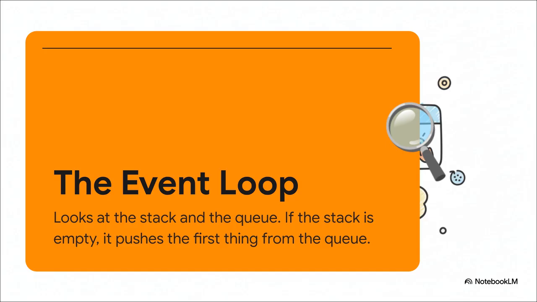The event loop has a super simple but absolutely critical job. It's like a bouncer at a club. It's constantly looking at the call stack. If the club is empty, and only if the call stack is completely empty, it looks over at the line waiting outside, the callback queue, and says, "All right, you're next." It takes the first thing from the queue and pushes it onto the stack to be executed. That's it. That's its entire job.